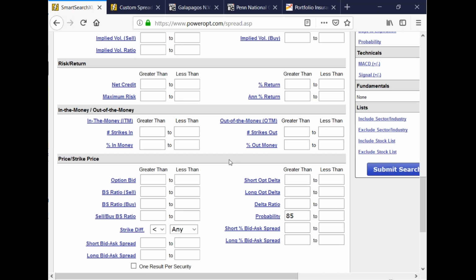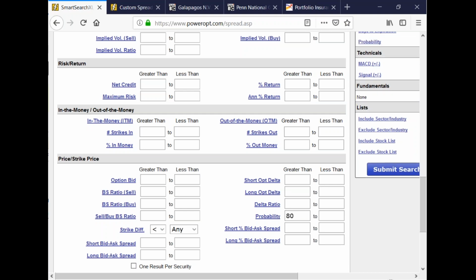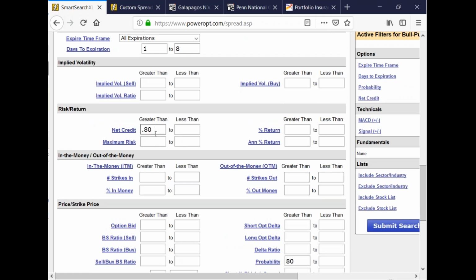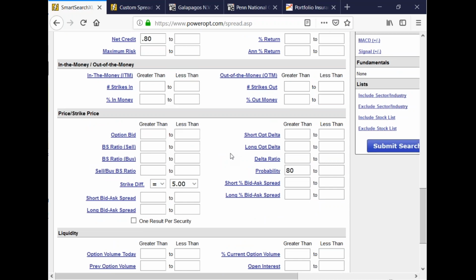I want both. Okay. So what you said here is you said you want a good probability. Let me scale this down. I'm just going to put in 80, which I think is still a good probability. But you want an 80-cent net credit minimum over a 5-point spread. Okay, so I can program that in specifically.